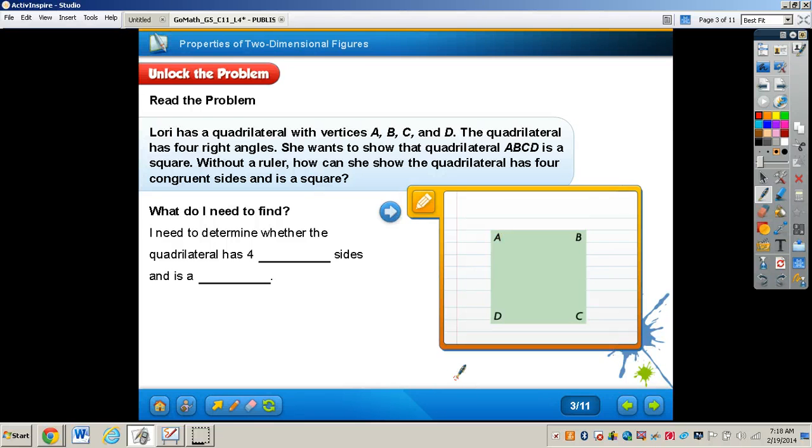Okay, so in order to figure this out, there's a couple things that we need to find out. First of all, and I want you to fill this in on page 453, I need to determine whether the quadrilateral has 4 congruent sides. So we'll write congruent right here. And is a square. Okay, so it's always important whenever we're solving problem-solving type problems that we figure out what we need to find first of all, and that helps us zero in on the actual problem.